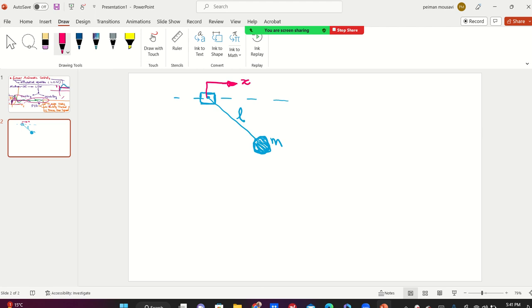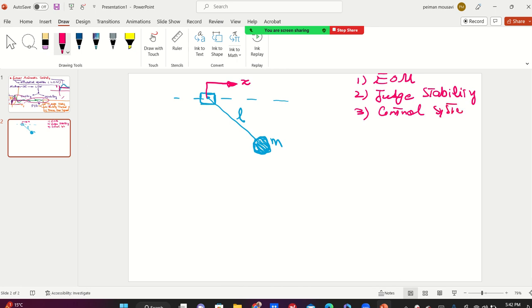Okay? What you have to do as a control engineer: first, derive the equation of motion of this system for controlling the system. Second, judge the stability of the system. And finally, third, control the system. See what I'm saying, guys? Control system. Okay?